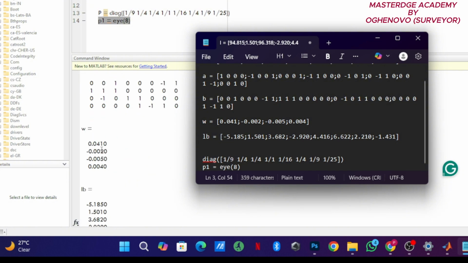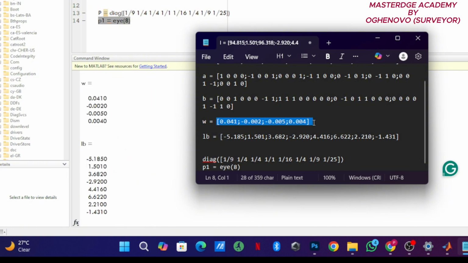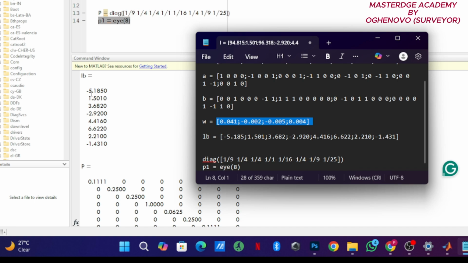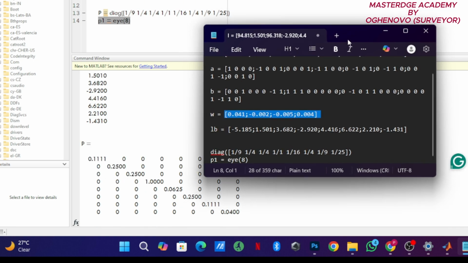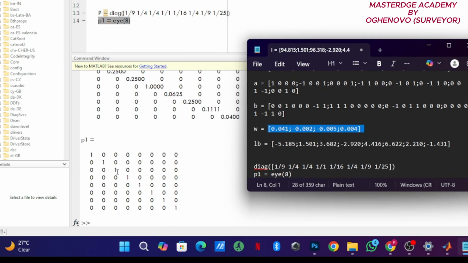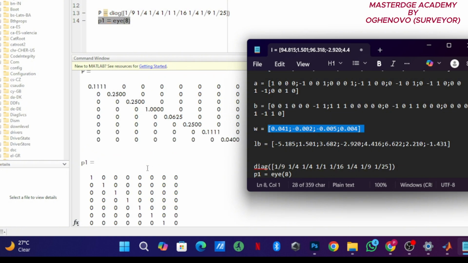So this is the W, this is the W here, and this is the LB that was given to us in the field. Now let's take a look at our P. This P1 is equally weighted. That's why we have 1 in our diagonals, because it's equally weighted. But the question is telling you that it was not equally weighted.